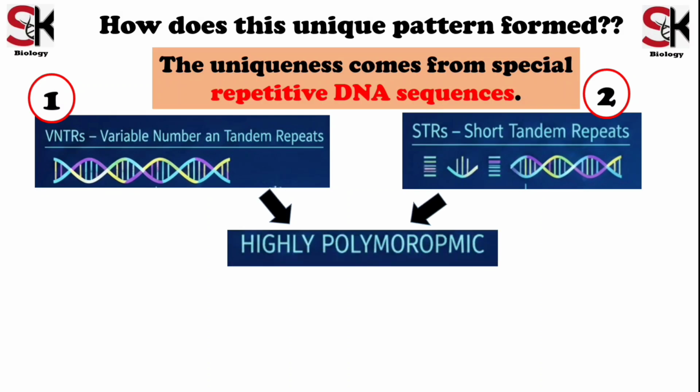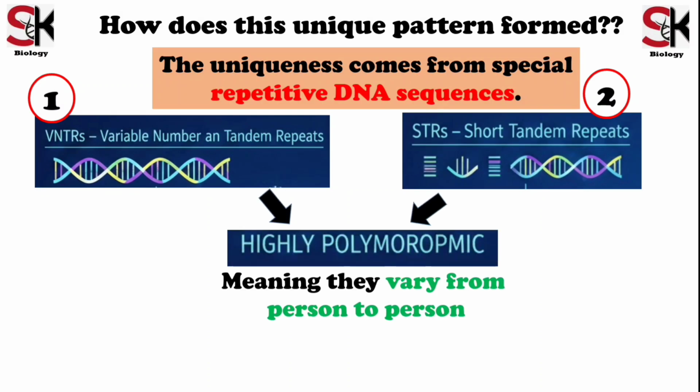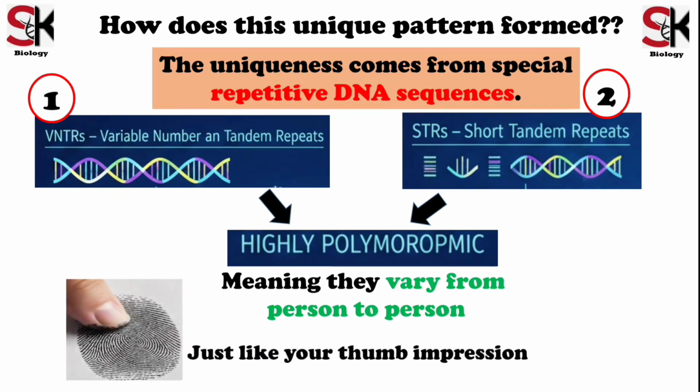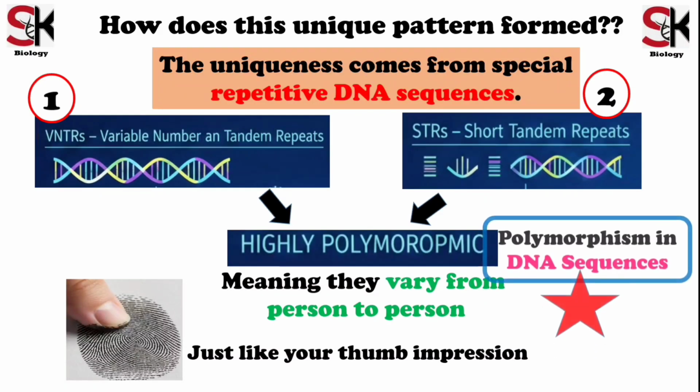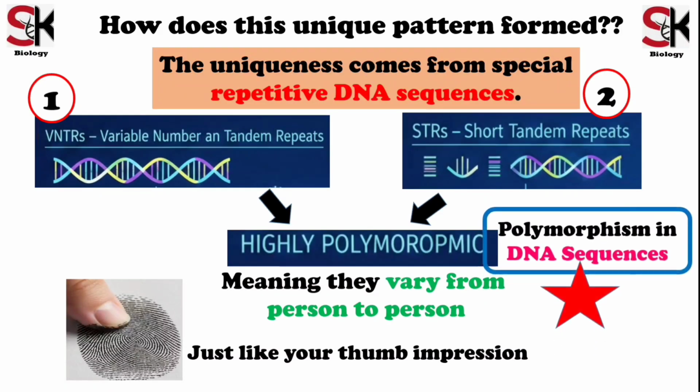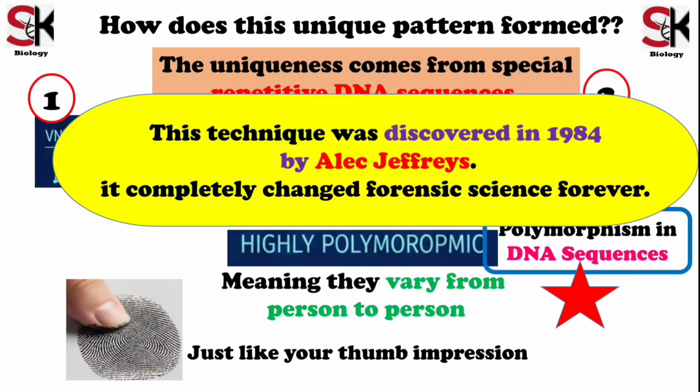These both repetitive sequences are highly polymorphic, meaning they vary from person to person just like our thumb impression. Here in DNA fingerprinting, the basis of variation is because of polymorphism in DNA sequences. I repeat, the basis of variation is because of polymorphism in DNA sequences. This technique was discovered by Alec Jeffreys in 1984, and this discovery completely changed forensic science.